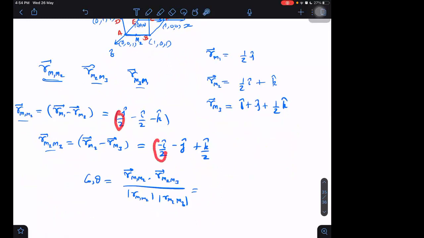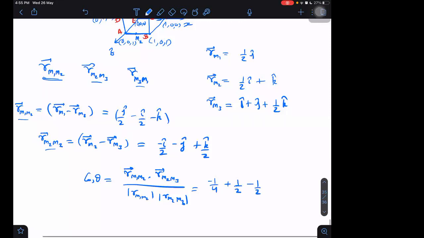1 by 2 into minus 1 by 2. What is 1 by 2 into minus 1 by 2? Minus 1 by 4. Next term is plus 1 by 2. You agree? Yes. Minus 1 by 2 here, here it is minus 1. So minus 1 into minus 1 by 2 plus 1 by 2. Third term is again minus 1 by 2. So what do we get then?